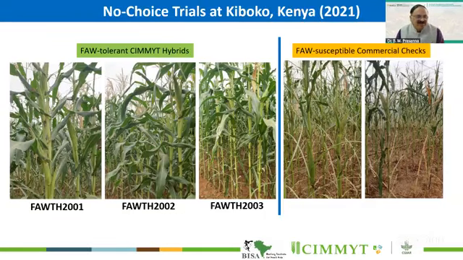So under such conditions, you can see here the fall armyworm tolerant CIMMYT hybrids absolutely clean in such no choice trials, compared to susceptible commercial checks which are severely defoliated. You will hardly get even less than 1 ton per hectare. And even if you get some grain, it will be highly contaminated with insect eating. On the other hand, you see here how the fall armyworm tolerant hybrids are performing.